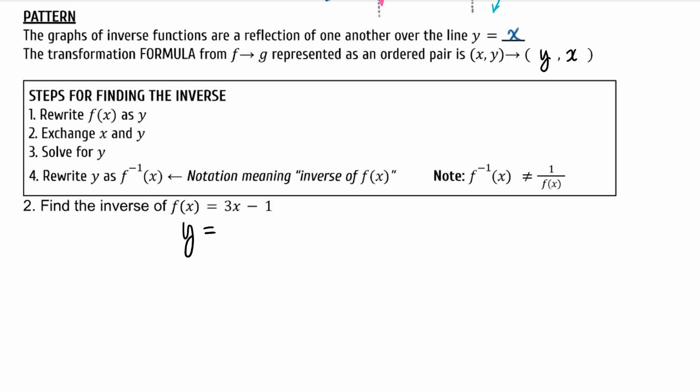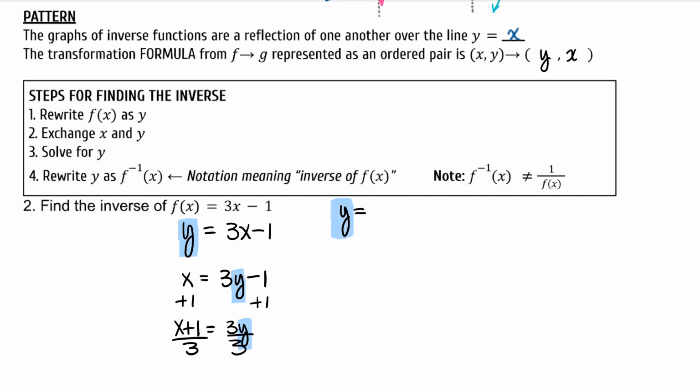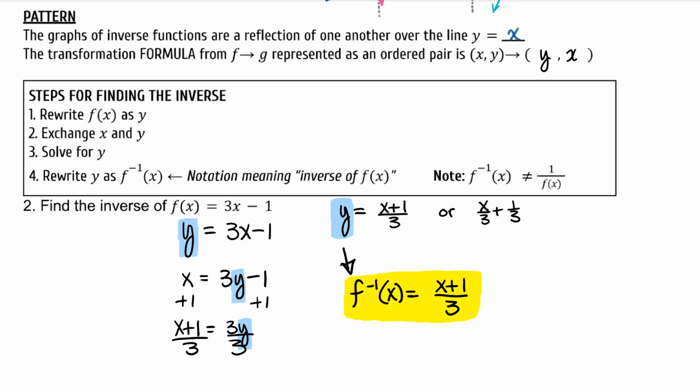Begin by rewriting f of x as y. Now exchange x and y. Solve for y. Now rewrite y as f inverse of x. So the inverse of 3x minus 1 is (x plus 1) over 3.